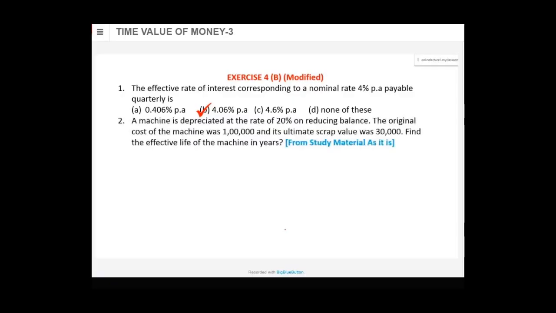Then next. Now this is taken from study material as it is, but I don't want the answer. I want how you will solve it. Sir, from interest, where did depreciation come from? First let me tell you the relation between depreciation and interest. A machine is depreciated at the rate of 20% on reducing balance. I hope you remember this reducing balance. The original cost of the machine is 1 lakh and its scrap value is 30,000. Find the effective life of the machine in years. You have to find out years.